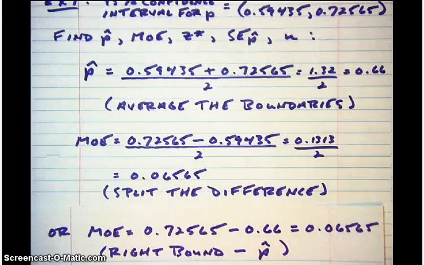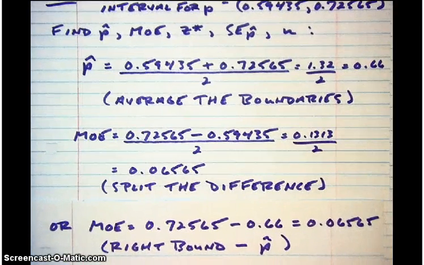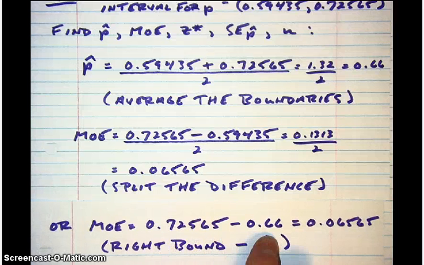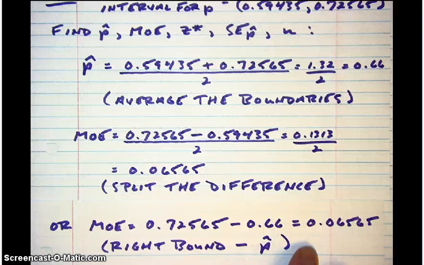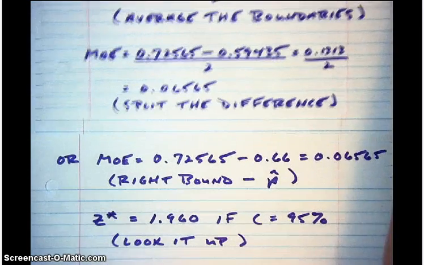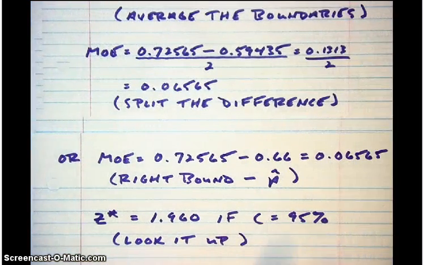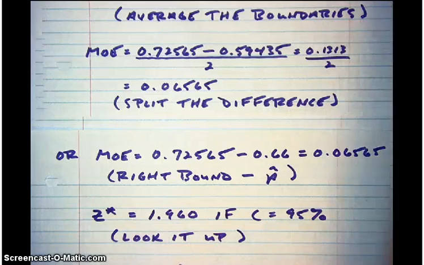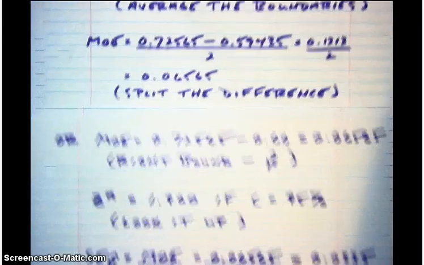It's pretty simple. You just take 0.72565 minus 0.66, so the right boundary minus p hat. You get the same margin of error either way, as you must. If you want to find z star, well, you can look that up. If you know the level of confidence, just look that up in the little table that I gave you before.